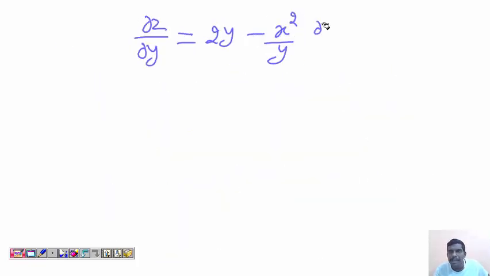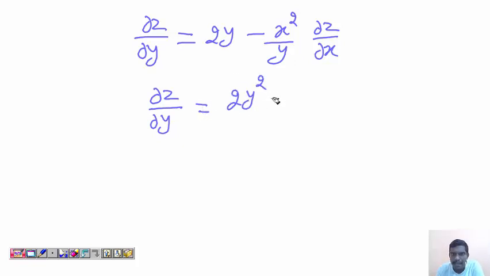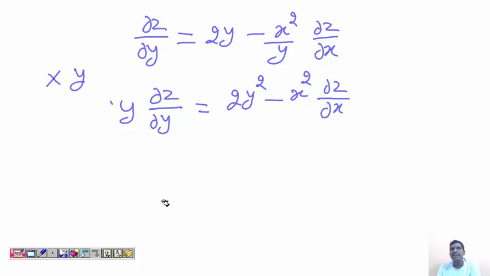Into dou z by dou x. Or I can transfer this to this side, or first of all it is dou z by dou y, which is equal to, if I write this, it is (2y square minus x square) into dou z by dou x, and this is y here. Just what I have done is multiply y throughout this equation.